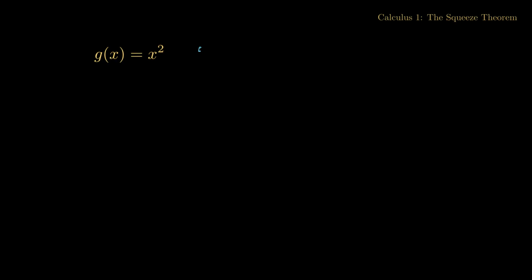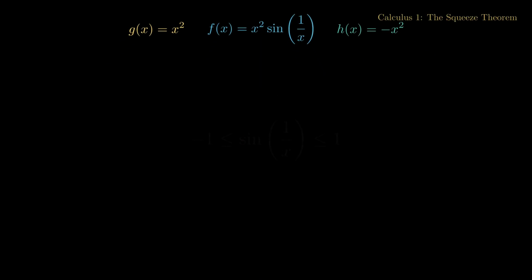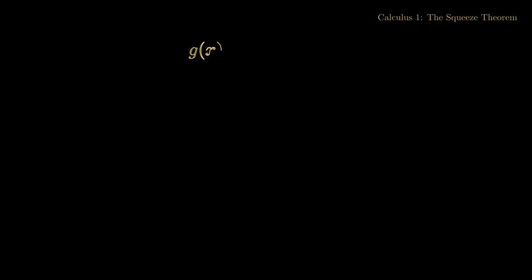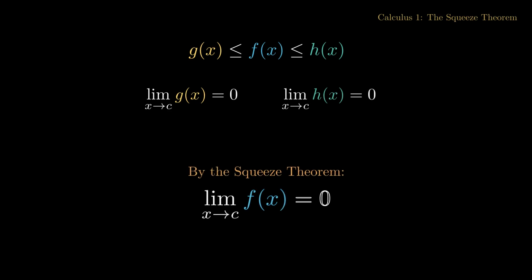Consider g of x equals x squared, f of x equals x squared sine 1 divided by x, and h of x equals minus x squared. Find the limit of f of x as x approaches 0. Let's analyze. -1 is less than or equal to sine 1 divided by x, which is also less than or equal to 1. Hence, minus x squared is less than f of x, which is less than x squared. The limit of g of x is 0. The limit of h of x is also 0. The squeeze theorem says f of x's limit is 0.